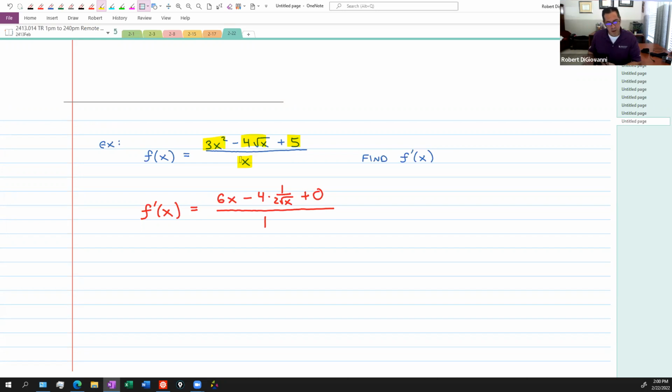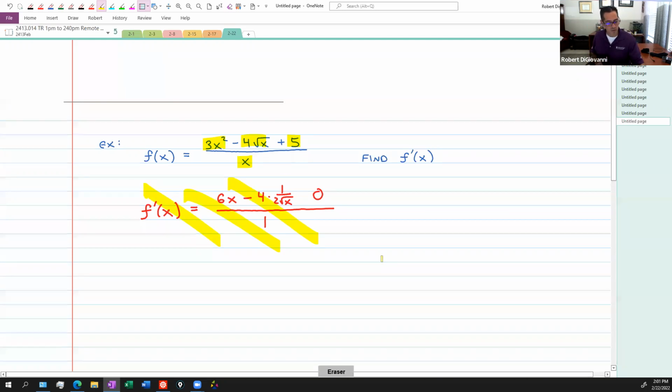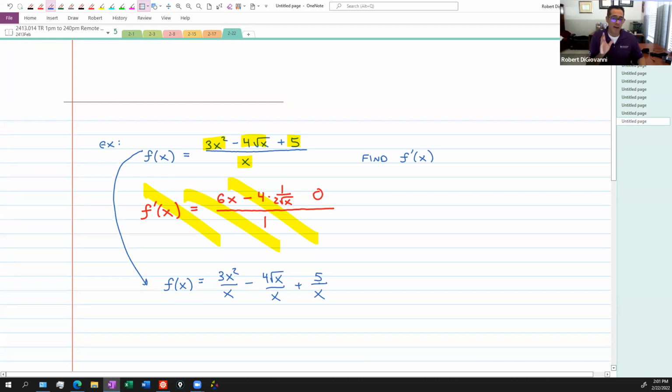So what do we do? Well, in this problem, there is a way to do it, but it's not that. Because of the way the problem is presented, I can rewrite it like this: 3x squared over x, minus 4 root x over x, plus 5 over x. I'm only allowed to do that because I have a single term in the denominator. If we had multiple terms in the denominator, you cannot do that.